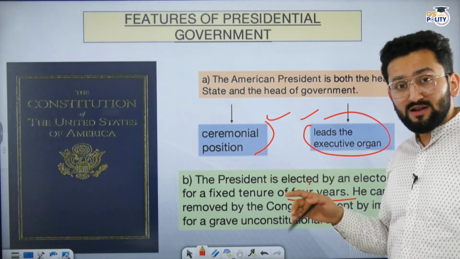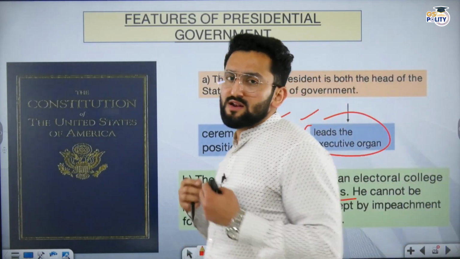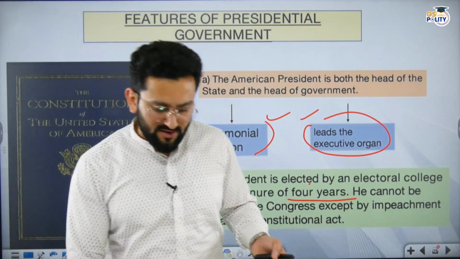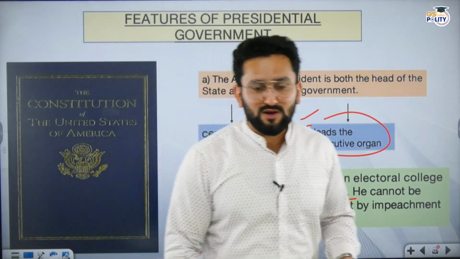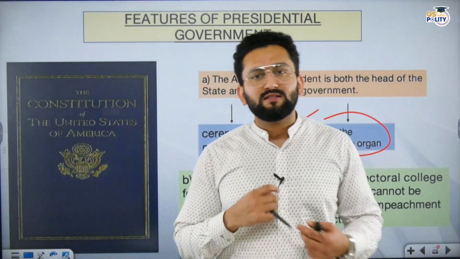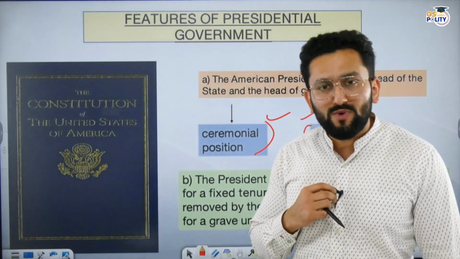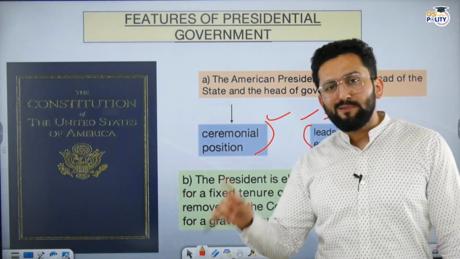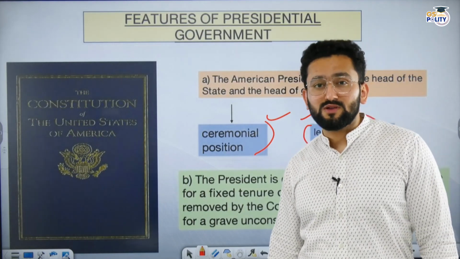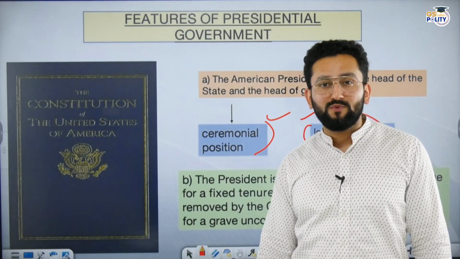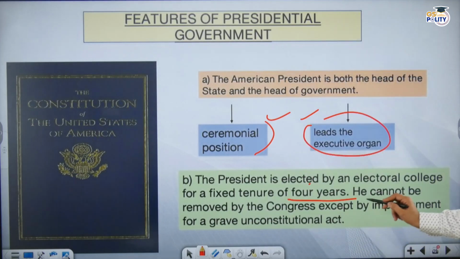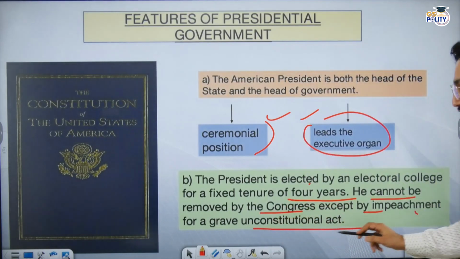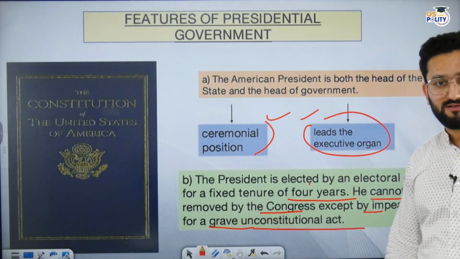In the case of the US President, there cannot be any case of no confidence, where more than 50% members say that we don't want Joe Biden, and then he can be removed. No, Joe Biden will say, just look into our polity. You don't have these kinds of powers. You can only impeach me. An impeachment process is quite a tricky one. You have to prove. So he cannot be removed by Congress except by impeachment or a grave unconstitutional act.